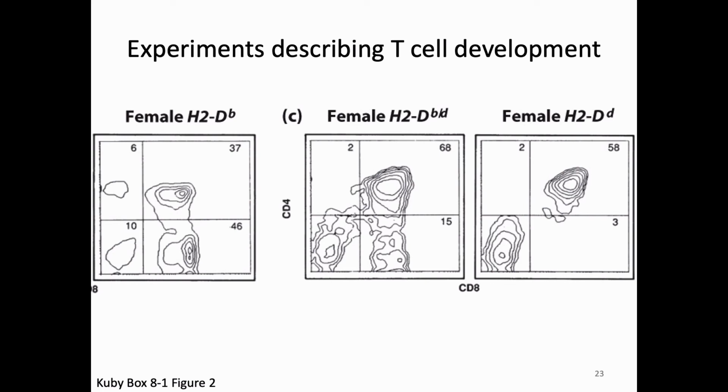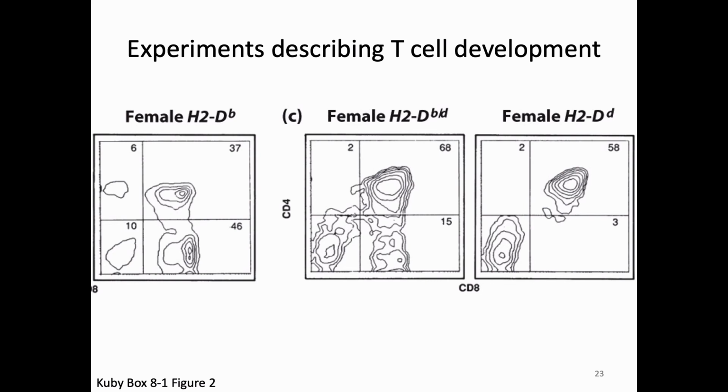When we actually did the mixed genetic background, where the mouse had at least some of the right genetics, we got the same thing. But then, when they did the experiment where the cells had the wrong genetic background, they got some double negatives, and they got some double positives, and they got no single positives.